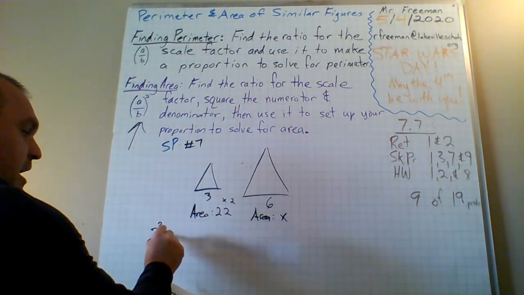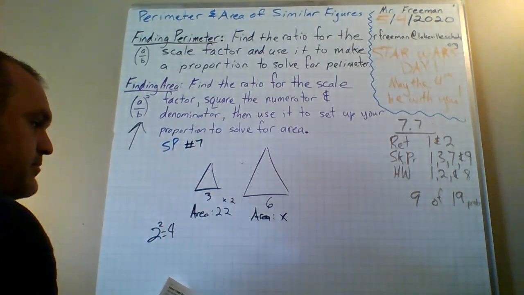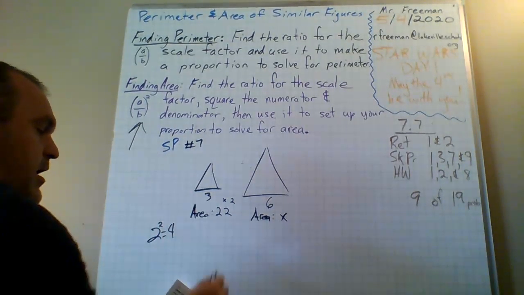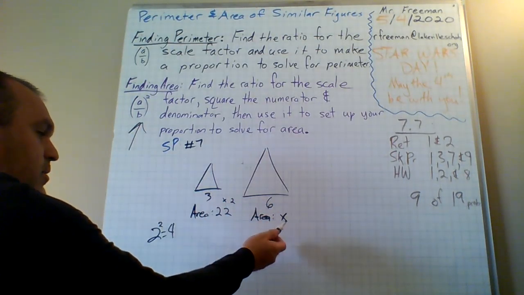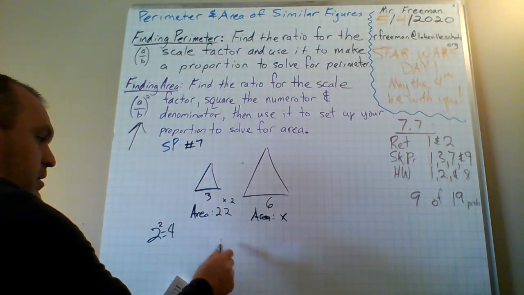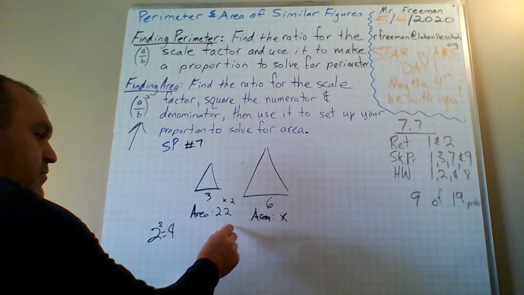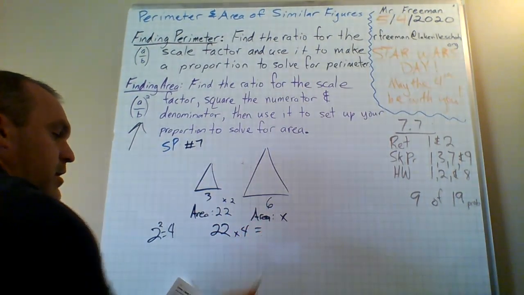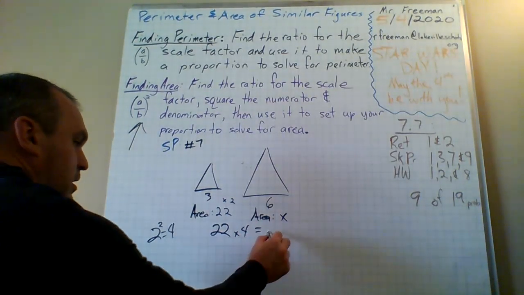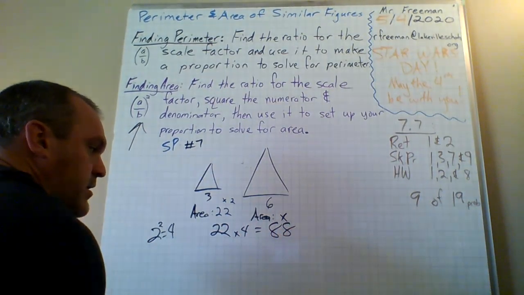We'll put it off to the side. 2 squared is 4, right? So this would be an area where we go from 3 to the new one would be times 4, or in this case, if we have 22 before, we can multiply it by 4, and 22 times 4 gives you 88.